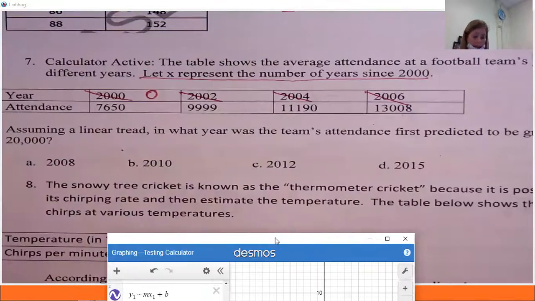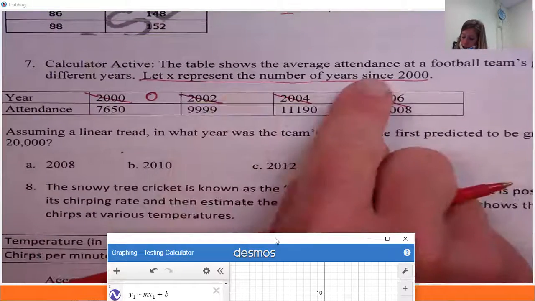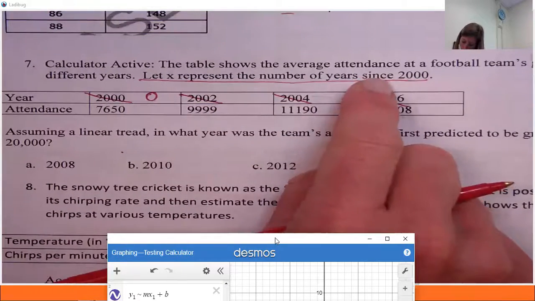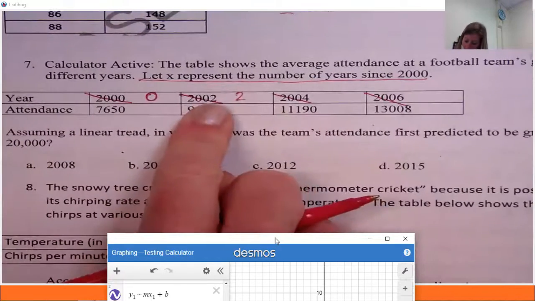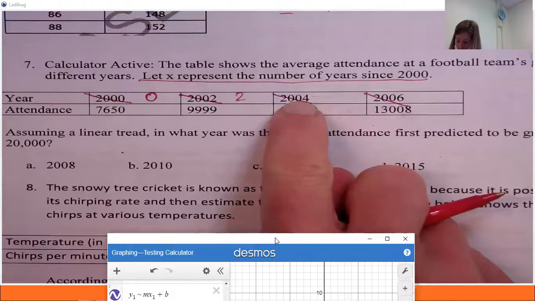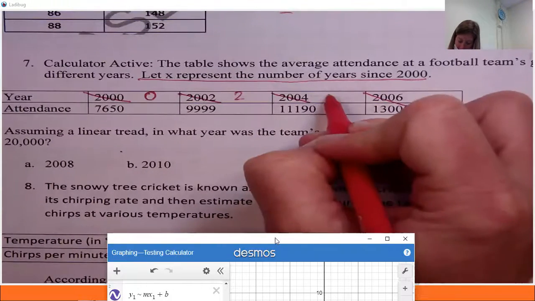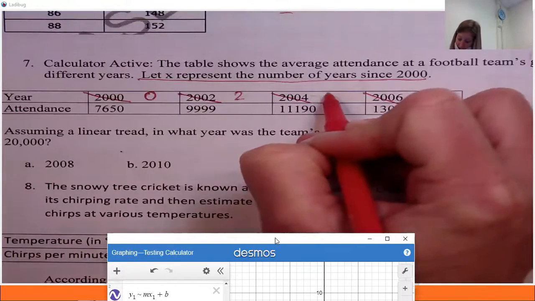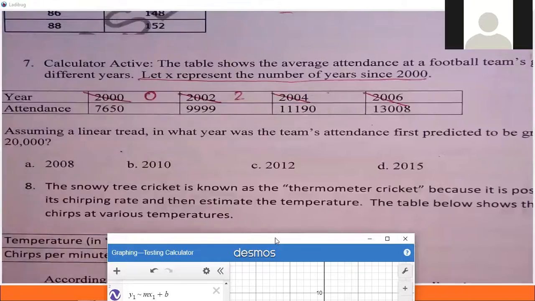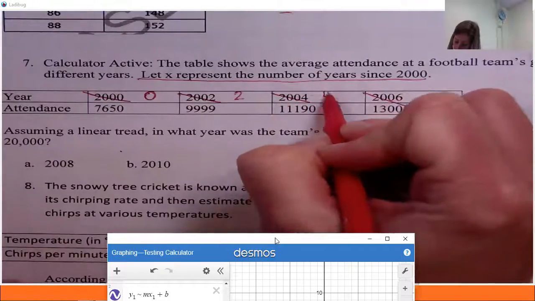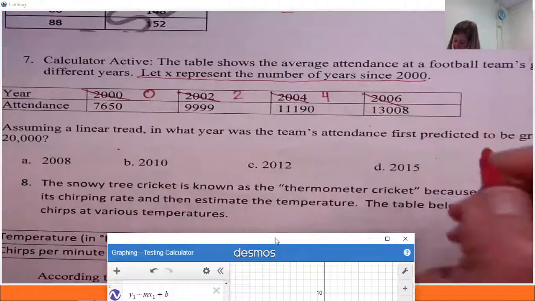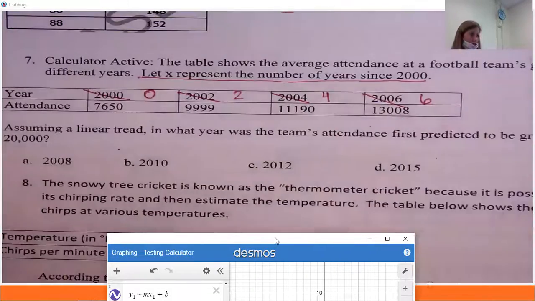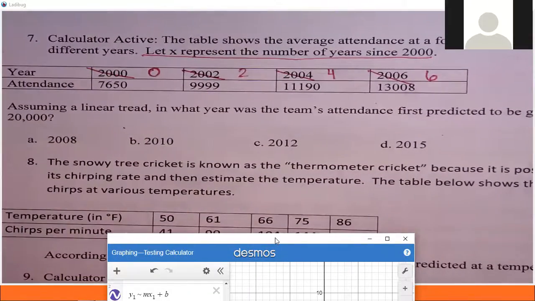Make that a 0. Caleb, what about in 2002? How many years has it been since 2000? 2. It's been 2 years. Araya, what about in 2004? How many years has it been? 4. In 2004, it's been 4 years since 2000. Allison, what about in 2006? 6 years. It's been 6 years, okay? All right, put this one in Desmos.